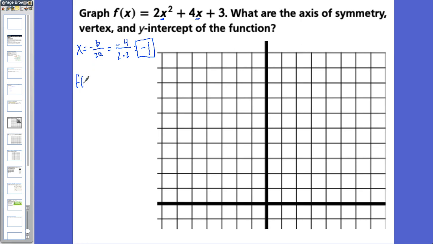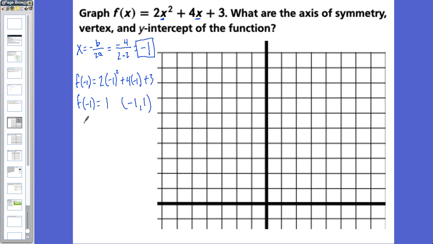So f of negative 1 equals 2 times negative 1 squared plus 4 times negative 1 plus 3. So negative 1 squared is positive 1. 2 times 1 is 2, and then this is minus 4, because 4 times negative 1 is negative 4. So it'd be 2 minus 4, that's negative 2, plus 3 would be positive 1. So f of negative 1 equals positive 1. That's my vertex. Negative 1, positive 1.